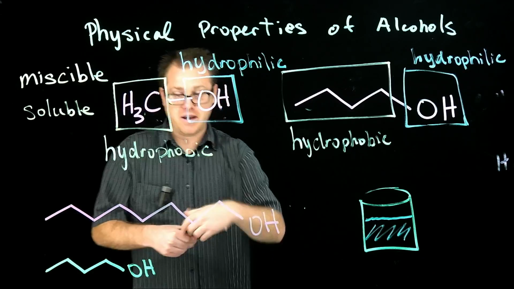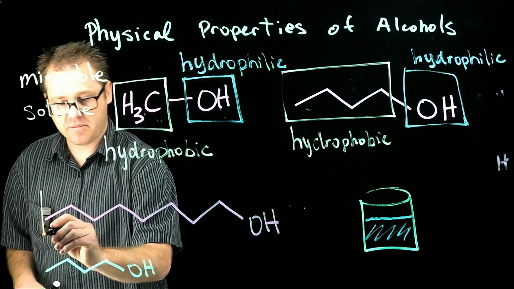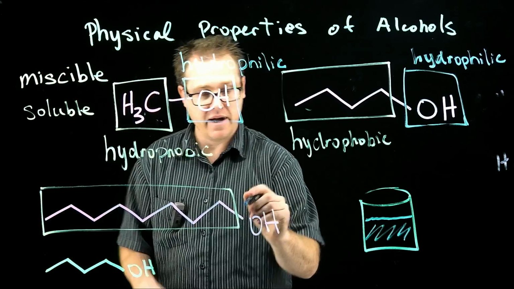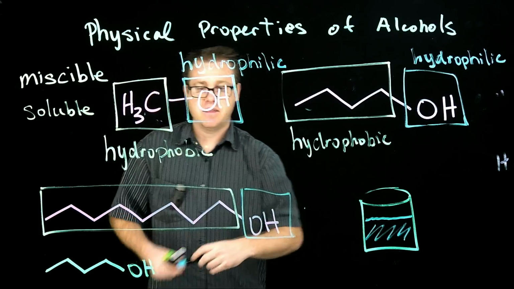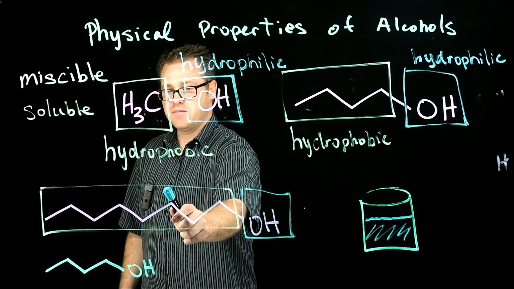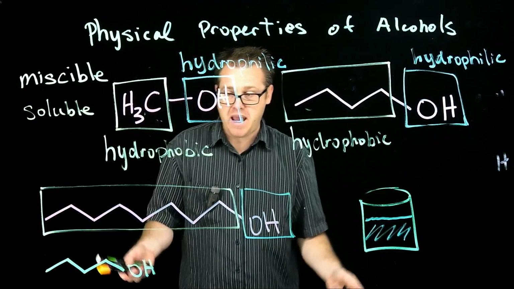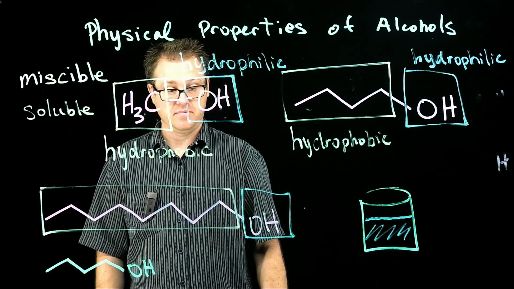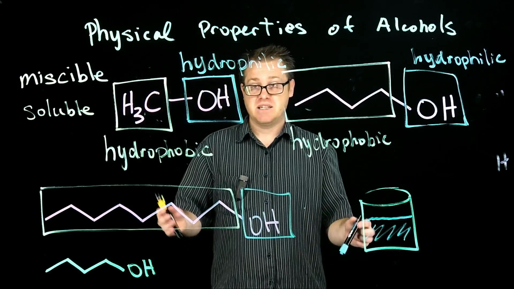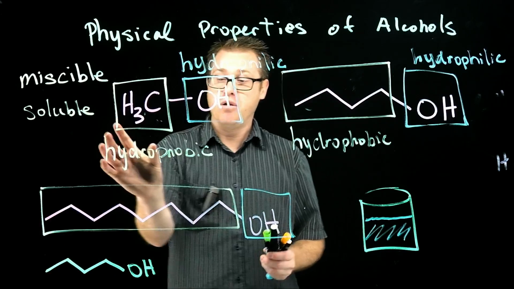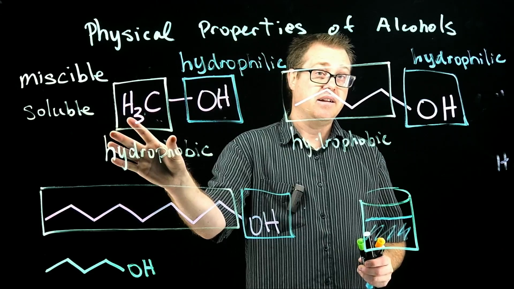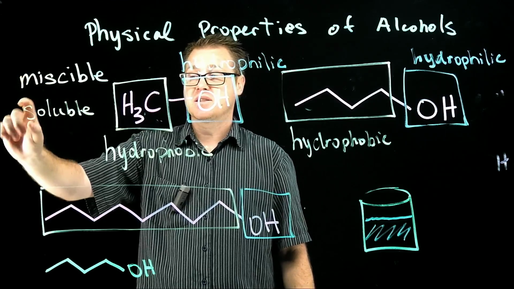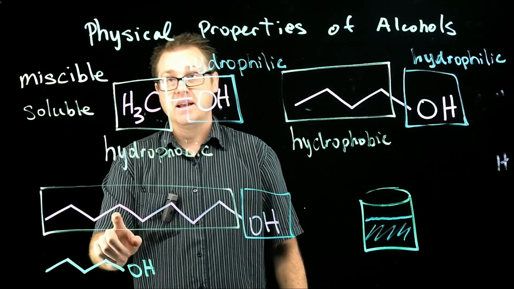Now we have a really big hydrophobic piece and a small hydrophilic piece. This is just so large that it's going to make this butanol insoluble in water. So there's a size dependence of how large this hydrophobic piece can be, and depending on how large it is, that determines if it's going to be miscible, soluble, or in this case, insoluble.